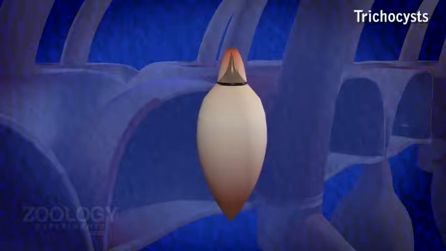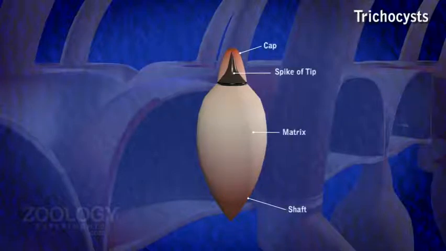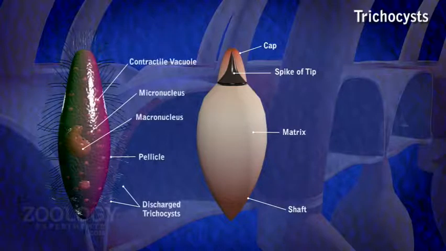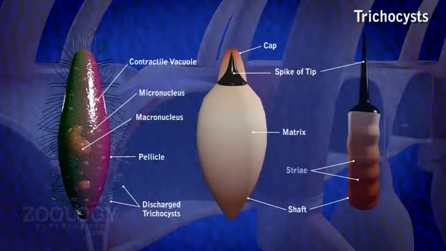It is believed that these discharge and anchor the animal to a firm substratum when it feeds upon bacteria. It is also believed that these are organelles of defense. Discharge of trichocyst is caused by mechanical, chemical, or electrical stimulation. It occurs in a span of a few milliseconds. When fully discharged, the shaft becomes a long cross-striated rod and measures about 40 micron in length.